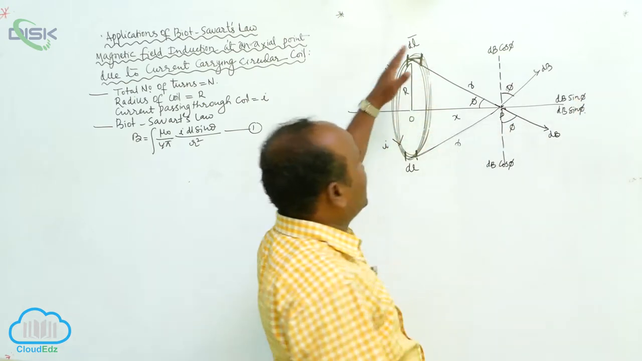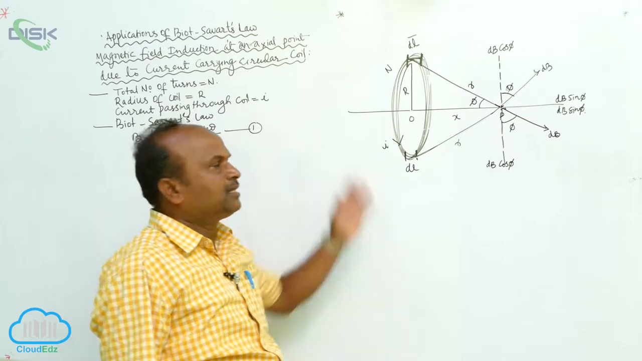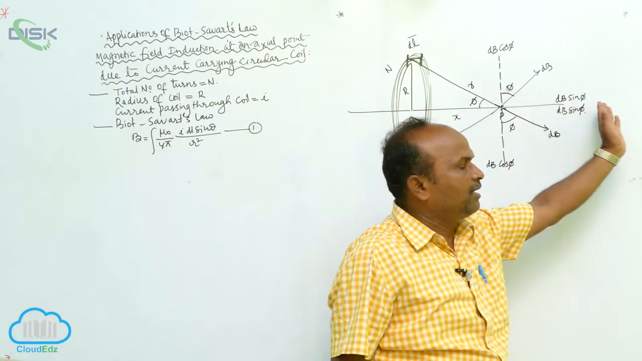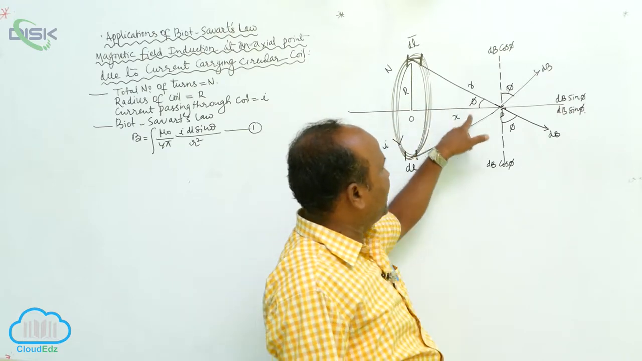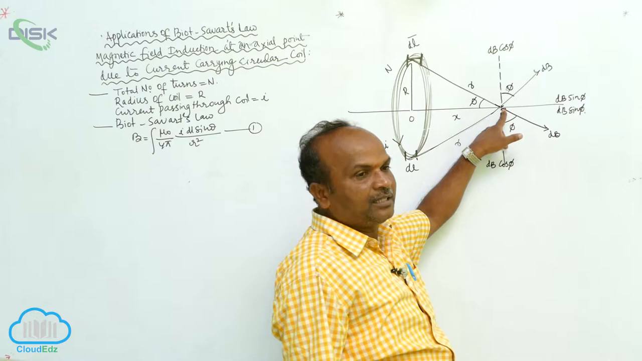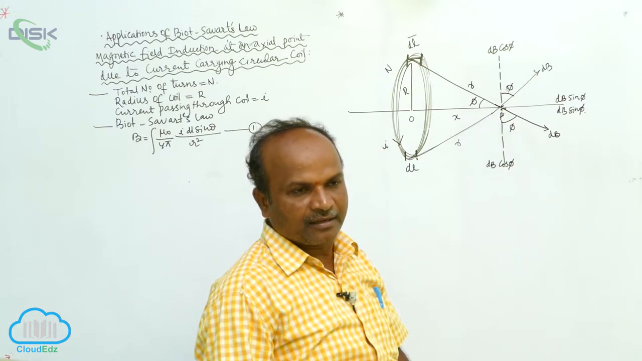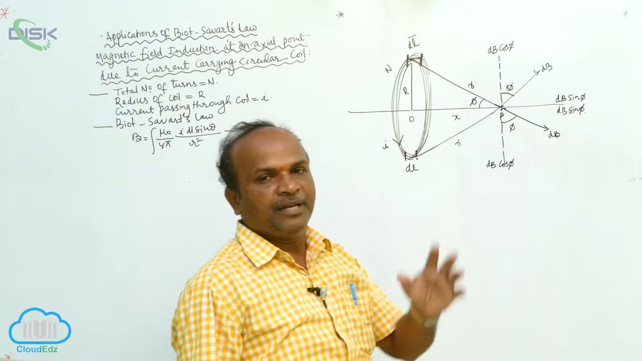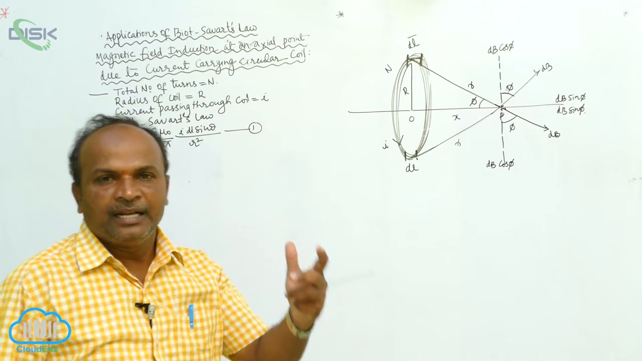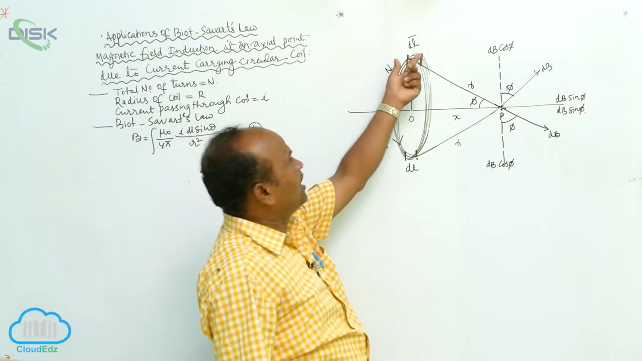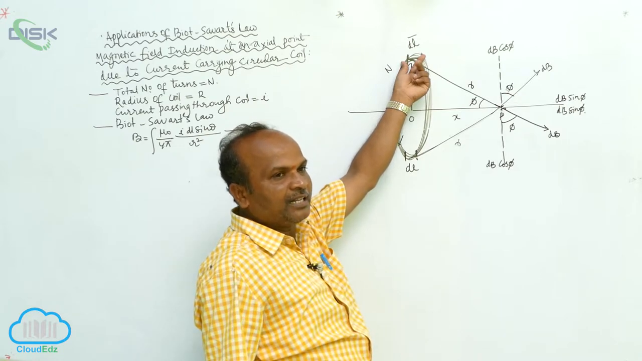Now let us consider a current carrying circular coil. This is called the axis of the current carrying circular coil. From the center, at a distance of x, there is a point P. At that point P, you want to calculate the total magnetic field induction. For that, you take a small current element, a small length element through which the current is passing. Therefore it is called a current element.